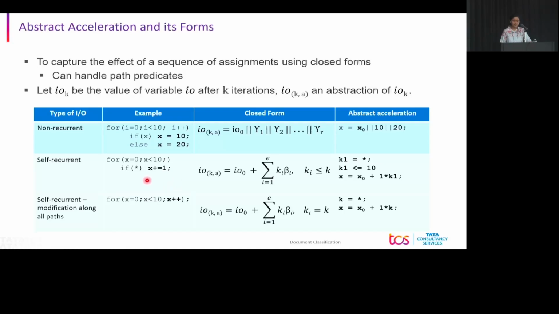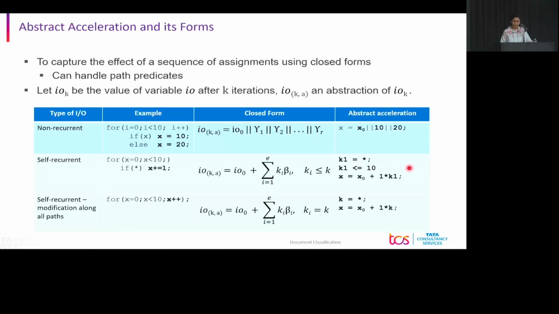You see, this is the case where x is being incremented by 1 under some condition. When there's acceleration, you don't expect there to be a condition here, but here we do. So what to do then? We say, let k1 be the number of times this statement is executed. And what would be the closed form in that case? x is equal to x0 plus 1 times k1. So if k1 is the number of times this block of code was executed, this would be the closed form of x.